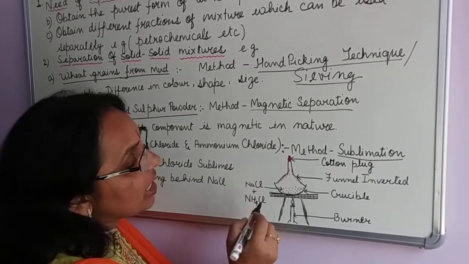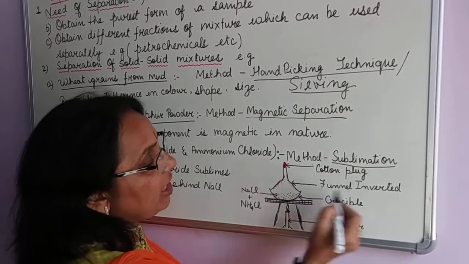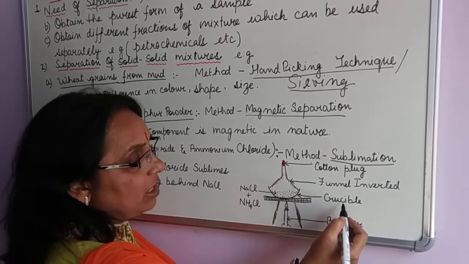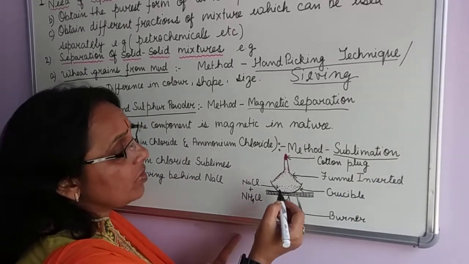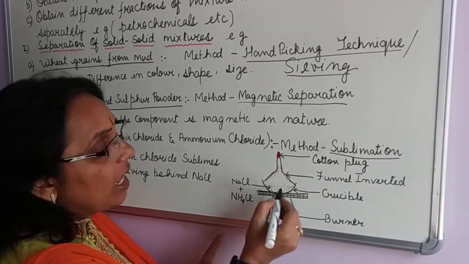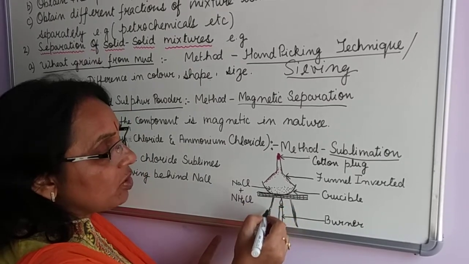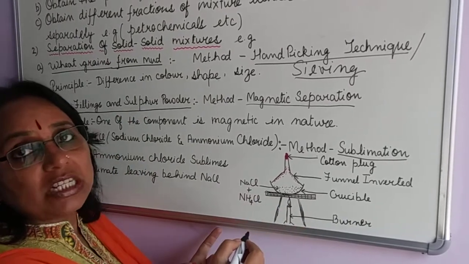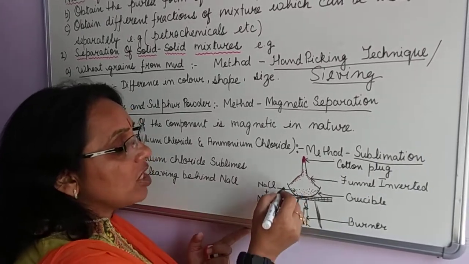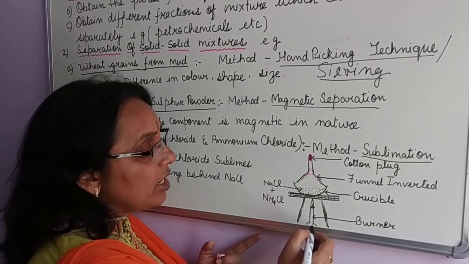This diagram, as you can see, has an inverted funnel. The funnel is inverted and kept on the crucible or china dish. The crucible contains the mixture of sodium chloride and ammonium chloride, and this crucible is kept on wire gauze. Below the wire gauze there is a tripod stand on which the wire gauze is kept. On this wire gauze we keep the crucible. Under the wire gauze, we have a burner.